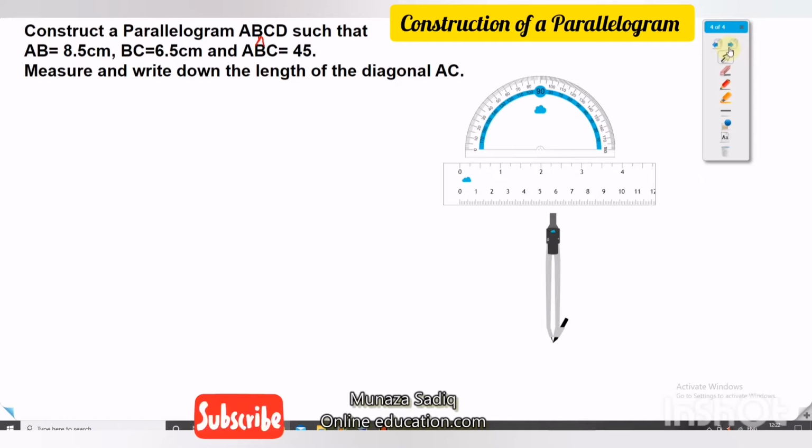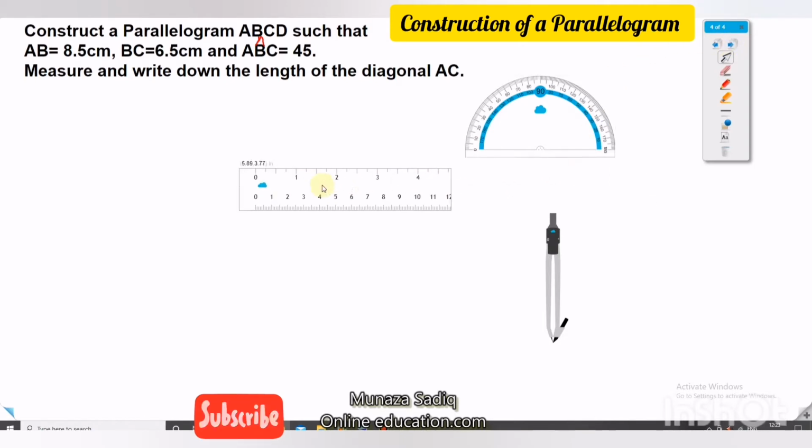Construct a parallelogram ABCD such that AB is equal to 8.5 cm, BC is equal to 6.5 cm and angle ABC is equal to 45 degrees. We are going to write down the length of the diagonal AC.